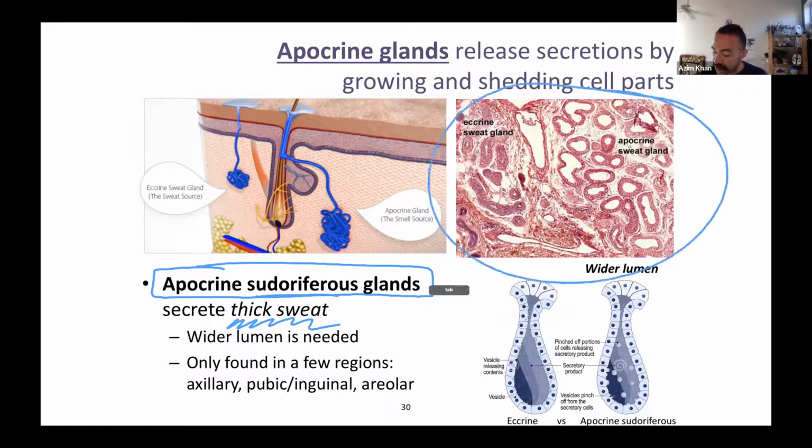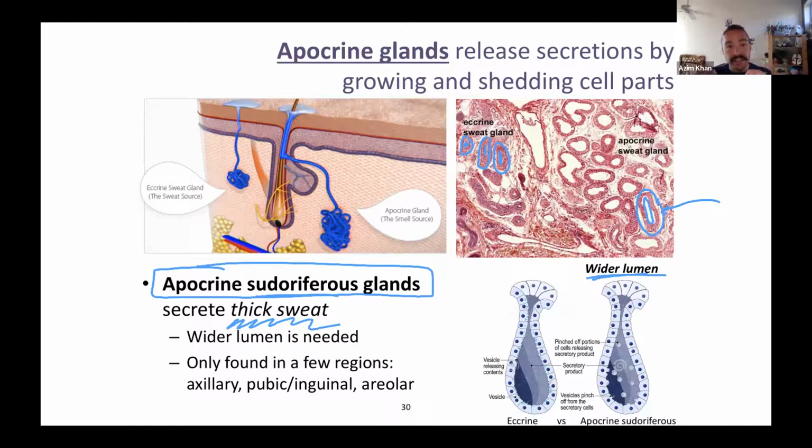Take a look at this histology at the top right. You can see ecrine pseudoriferous glands. The lumen is very narrow. The lumen for these tubes, these ducts, are very narrow. But look at the lumen size for these apocrine glands. Still simple cuboidal cells, maybe even stratified in some portions, but much wider lumen, so that you can secrete that thicker substance.